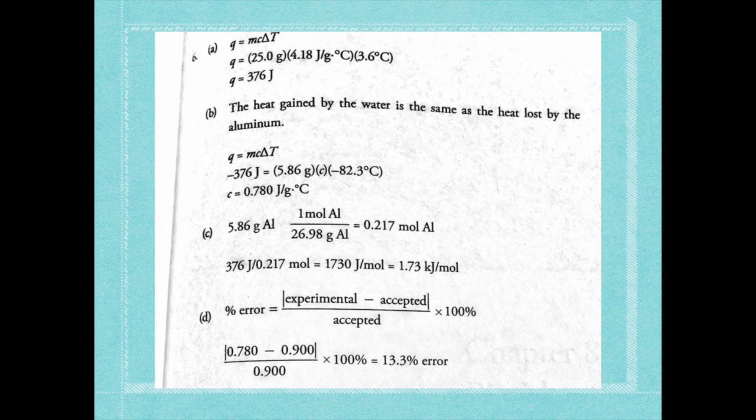In 6, it says a student designs an experiment to determine the specific heat of aluminum. The student heats a piece of aluminum with a mass of 5.86 grams to various temperatures, then drops it into a calorimeter containing 25 mL of water. The following data is gathered during one of the trials. All right, given the specific heat of water and assuming its density is 1 gram per mL, calculate the heat gained by water. So be careful with this problem because this can confuse students a lot.